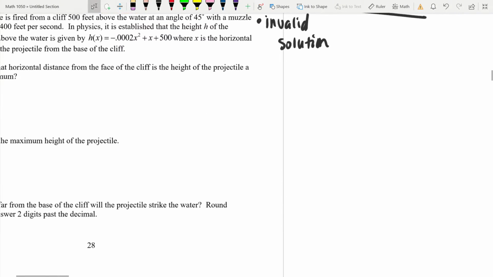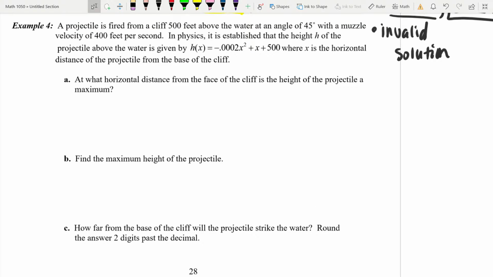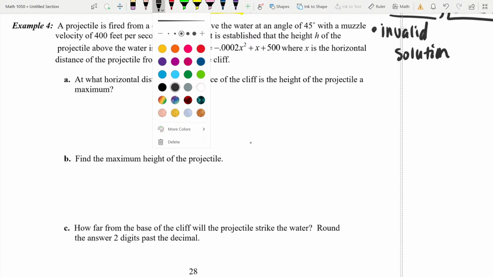Okay, let's do the next one. I'm going to pick up the pace a little bit, okay? A projectile is fired from a cliff 500 feet above the water at an angle of 45 degrees with a muzzle velocity of 400 feet per second. In physics, it's established that the height of the projectile is represented by this equation, where x is the distance from the base of the cliff. Okay, everybody write down x equals, y equals.